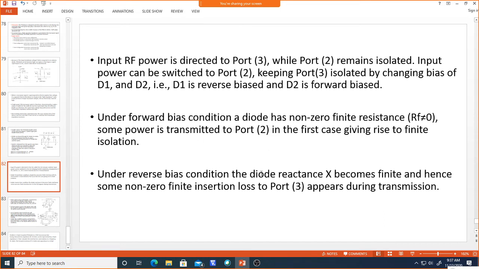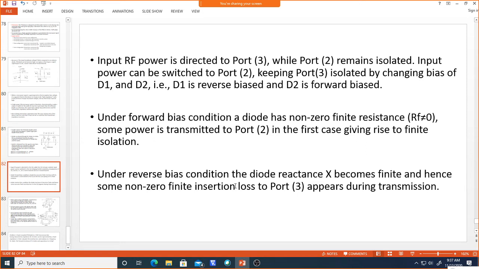Now, under the forward bias condition, a diode does not have zero resistance; RF is not equal to 0, so there is a non-zero finite resistance. So some power is transmitted to port 2 in the first case, giving rise to finite isolation. That means the isolation at port 2 will not be maximum, but only a little isolation, giving rise to some finite isolation.